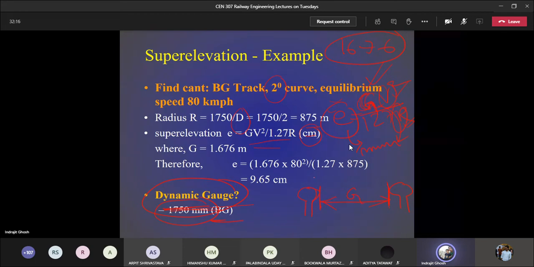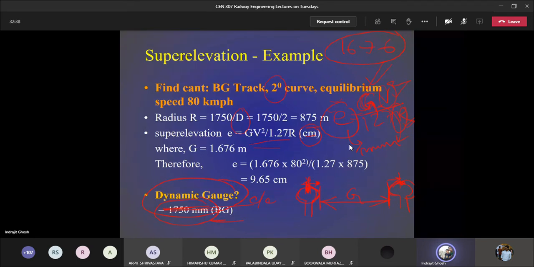And what is dynamic gauge? We have further distance on this side, and further distance on this side. So how much? This is nothing but the center to center distance between the two heads. We have one head on this side, and another head on this side.